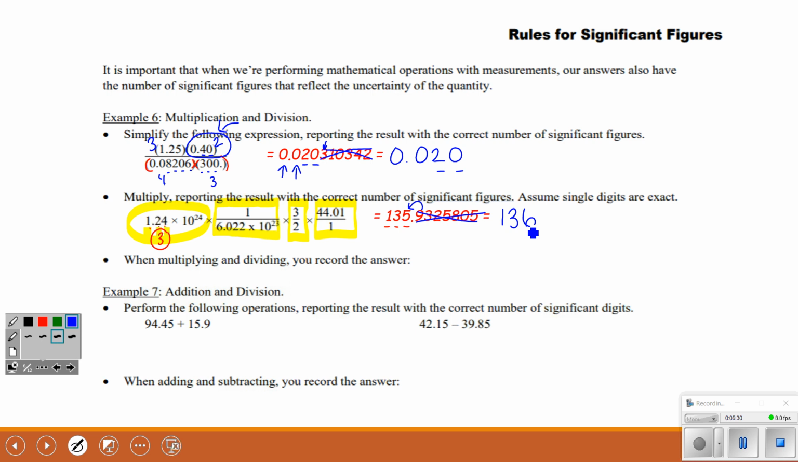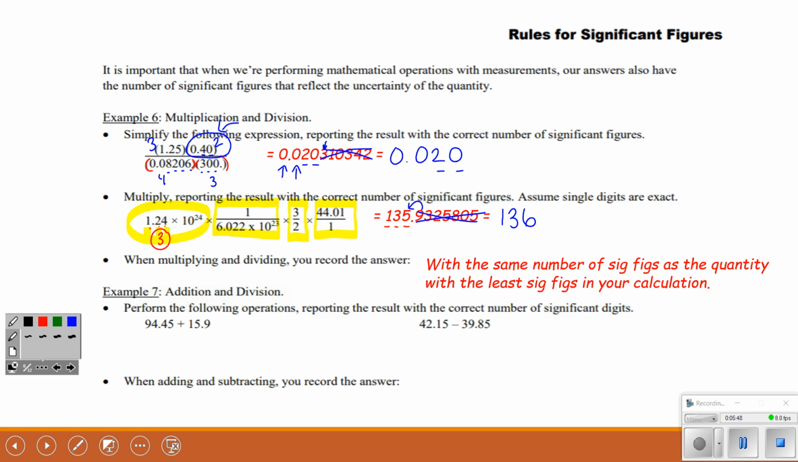Okay? So when we're looking at multiplication and division, you are looking at how many significant figures you have in your least precise measurement, and that's what your answer is going to match. Okay? Now, let's look at the examples here. Right here is your answer to that question. When multiplying and dividing, you record the answer with the same number of significant figures as the quantity with the least sig figs in your calculation.